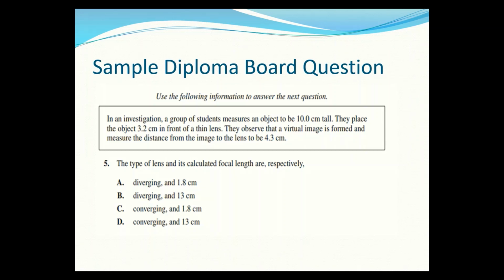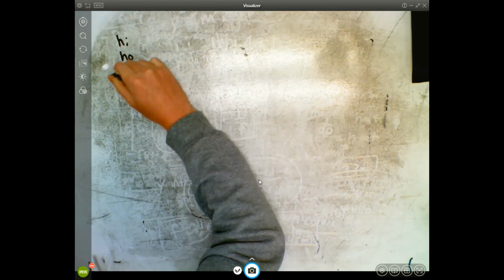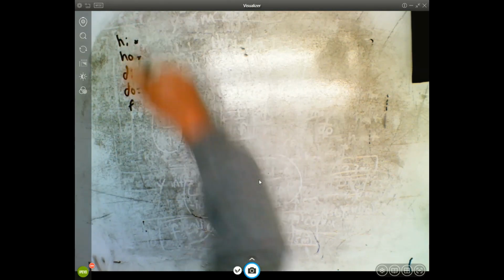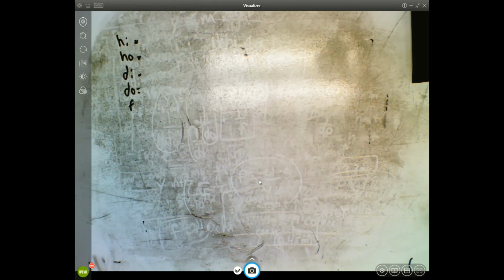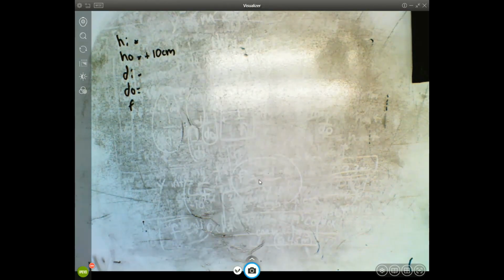They observe a virtual image. Okay, so that's a key piece of information. It's virtual, is formed. They measure the distance to the image to be 4.3. So the type of lens and its calculated focal length are cool. So let's do this. So we have hi, ho, di, do, and focal length. So the object is 10 centimeters tall. And they place the object 3.2 centimeters from a thin lens.